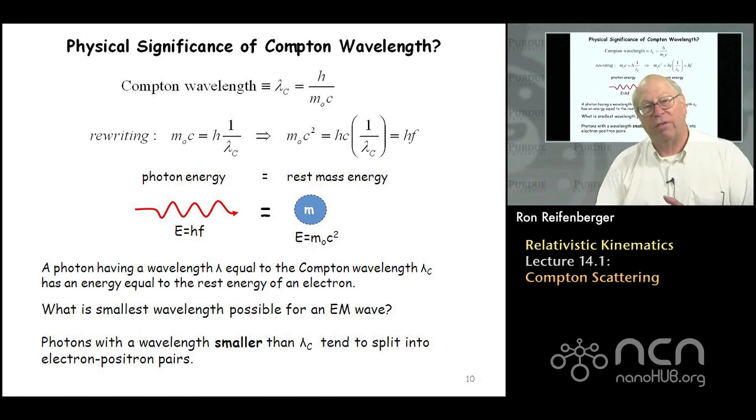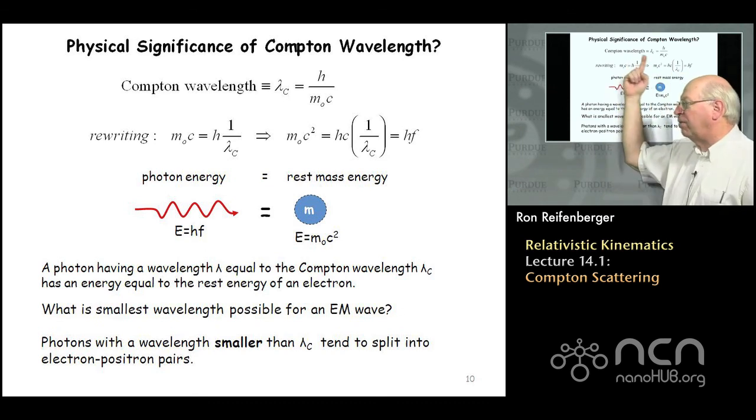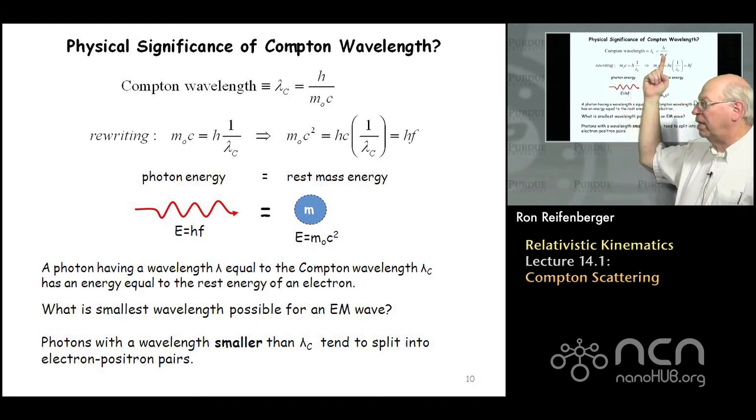It's a fair question what the physical significance of the Compton wavelength is. We mentioned this briefly during the first week of the semester, but now we can come back and certainly appreciate it, right? Because we've got an expression for the Compton wavelength in terms of the rest mass energy of the particle off of which this photon scatters. So in our case, the rest mass is going to be the rest mass of an electron. And it's a pretty simple step in algebra to manipulate this equation.